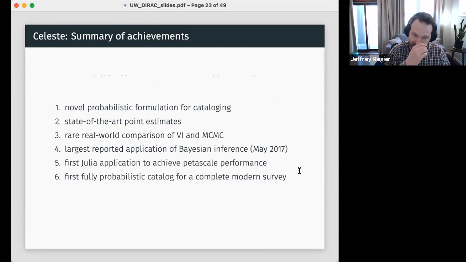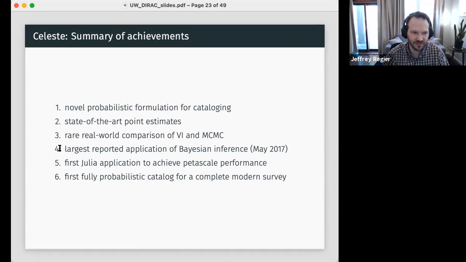So, okay, I'll just summarize what worked and what didn't to motivate the next topic. For Celeste, we had a novel probabilistic formulation for cataloging. Our point estimates were state of the art by many comparisons in relation to the SDSS catalog from Photo. We had a real-world comparison of VI and MCMC, which usually people don't bother to implement both and see which one works better.